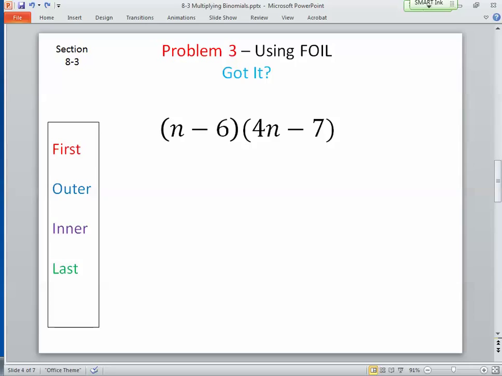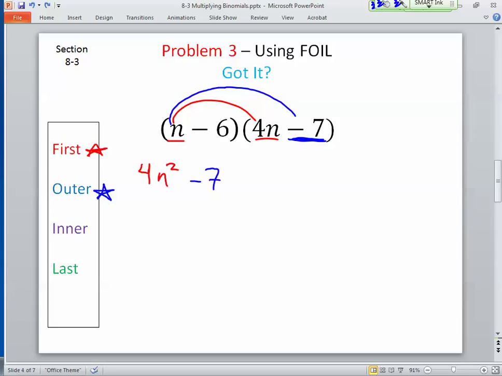Another problem. Go through it a little bit more quickly this time. Starting with my first term in each parentheses, that's a positive n times a positive 4n. Multiply those two together, I'm going to get a 4n squared. My outer term, my outermost two terms, that's a positive n times a negative 7. Have to include that negative sign. Multiply those together, I'm going to get a negative 7n.